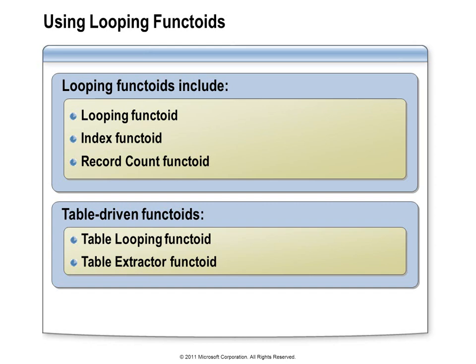So in addition to the looping functoid, you'll find a functoid that gives you access to the current index of the loop, as well as a functoid that gives you access to the record count.